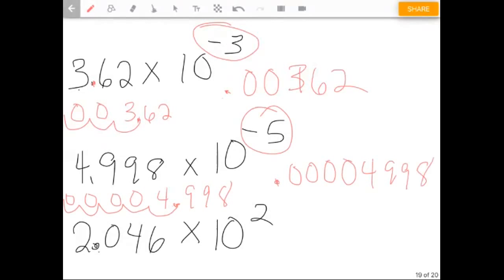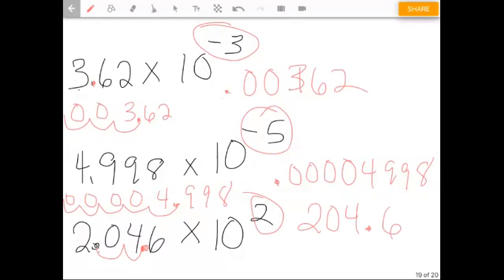This one, it's positive, so that means we're going to go left or right? We're going to go to the right. So we're going to go 1, 2 to the right. There's going to be our decimal. So we didn't quite make it to the end. So that would be 204.6.